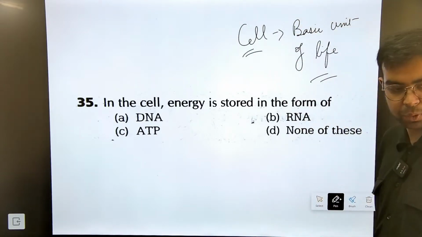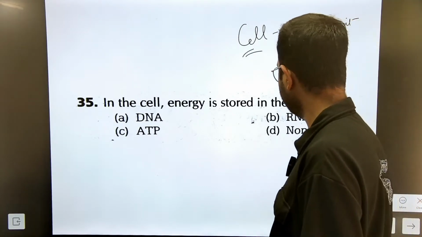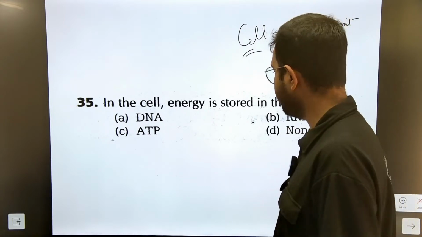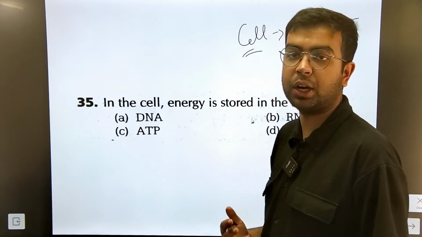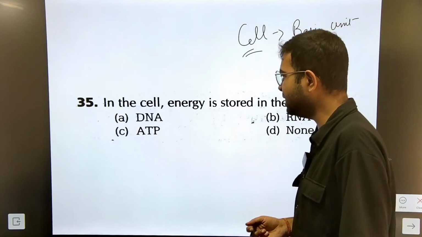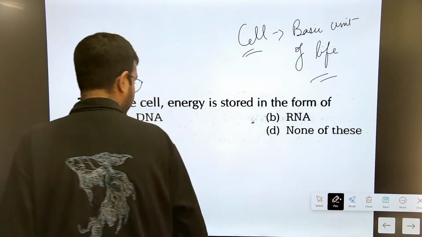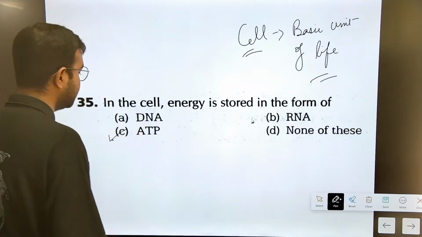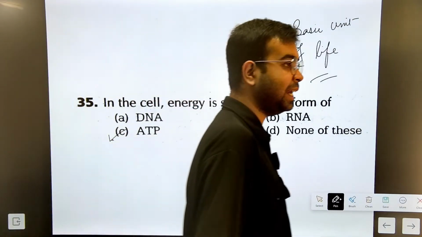Okay, now inside the cell energy is stored. So the question is, energy is stored in the form of what inside the cell? So the correct answer is, inside the cell energy is stored in the form of a substance known as ATP. The correct answer is option C, ATP.